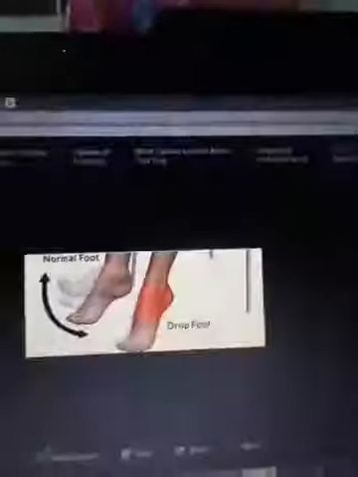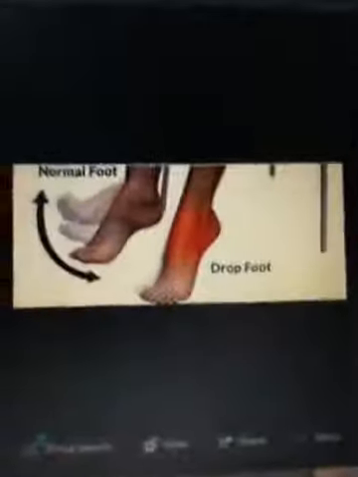So let's see a presentation of this condition. We could see this picture here, very clearly. This is the normal foot. You can see this is a normal foot, and then this is the foot drop. This is the foot drop.